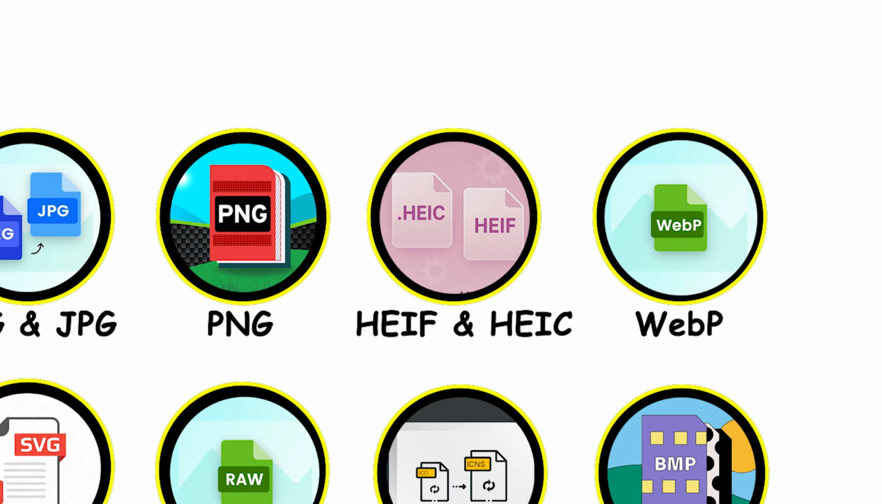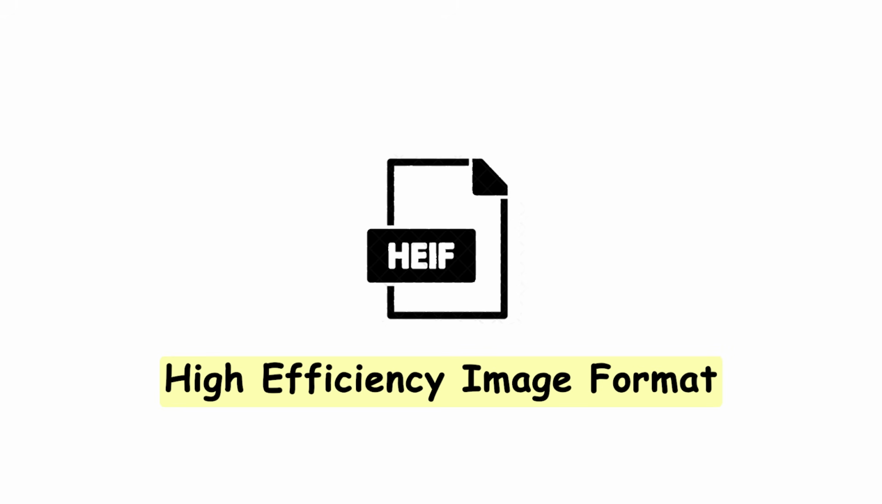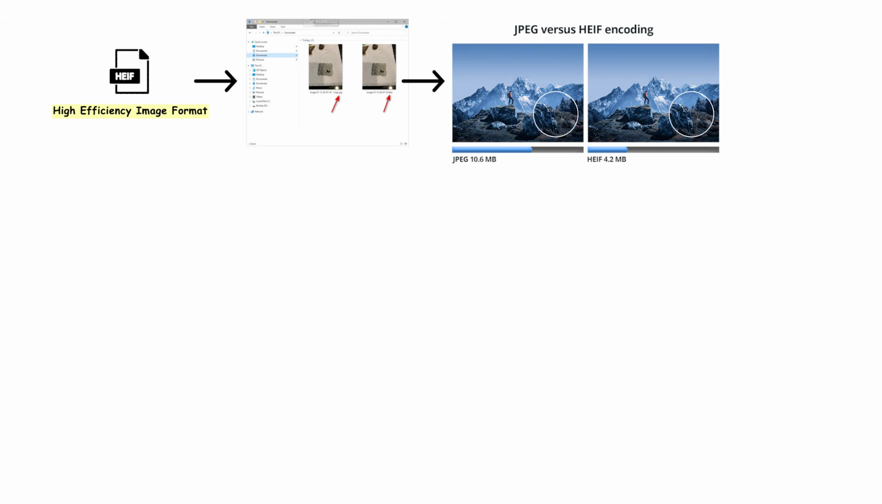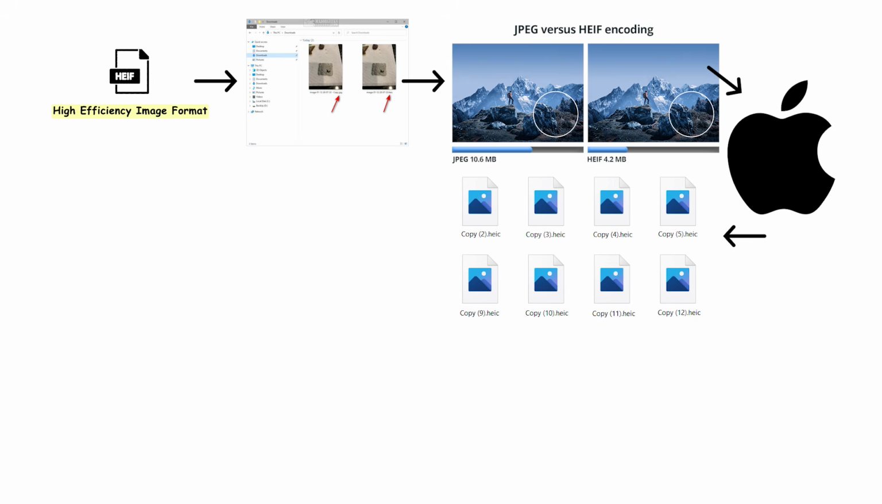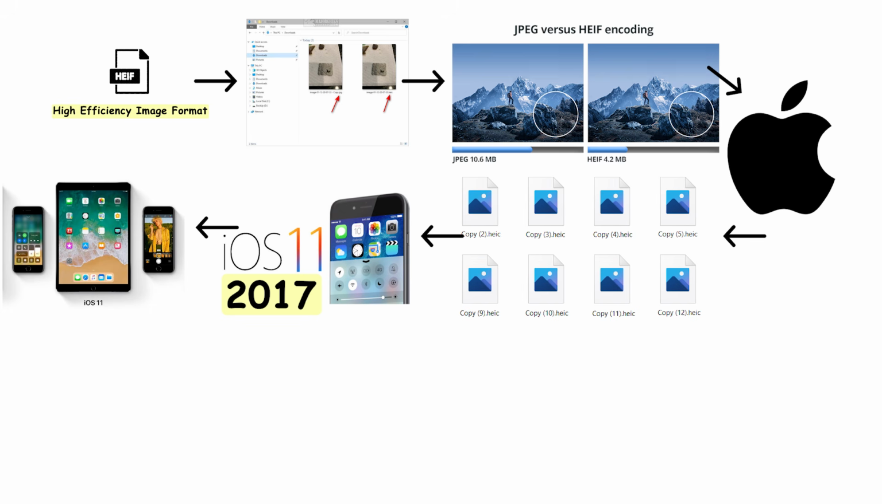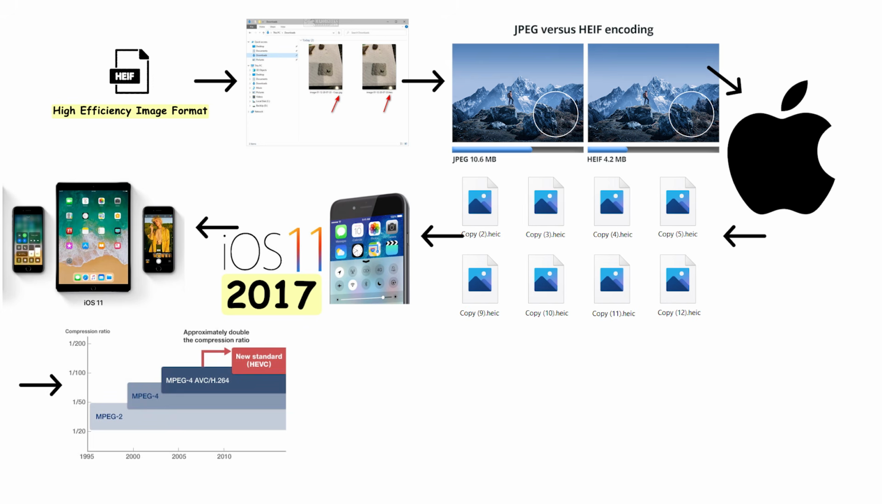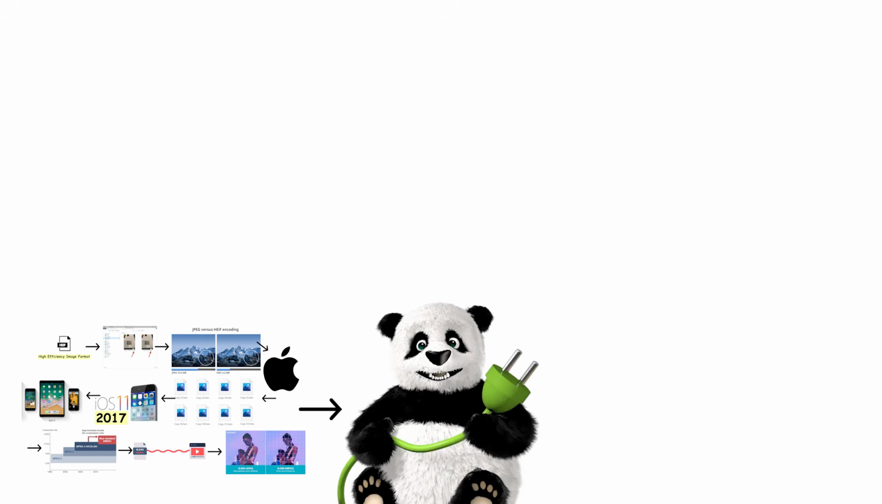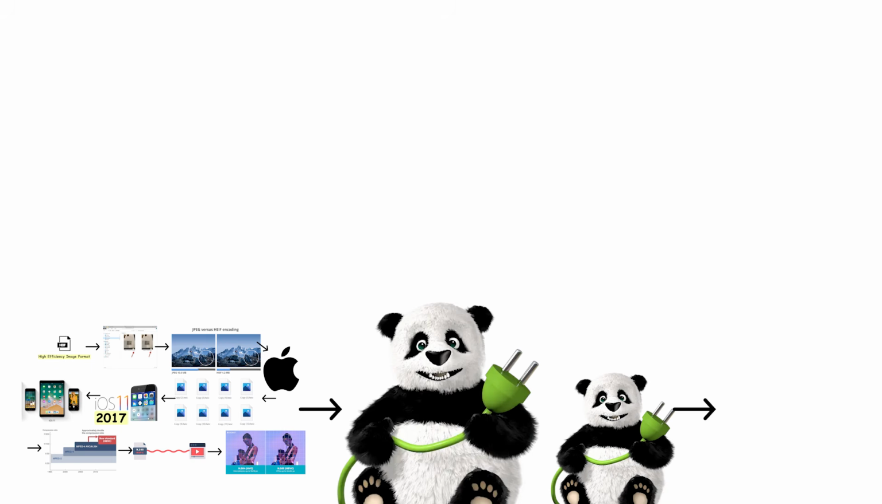HEIF and HEIC. HEIF stands for High Efficiency Image Format, and is the container that holds HEIC images. HEIC stands for High Efficiency Image Coding. Apple adopted HEIC as the default photo format starting with iOS 11 in 2017, and it's now standard on iPhones and iPads. HEIC uses the same compression technology as HEVC video, also known as H.265, which is why it achieves roughly double the compression efficiency of JPEG at equivalent quality. A 10 megabyte JPEG photograph might compress to 5 megabytes as HEIC without visible quality loss.